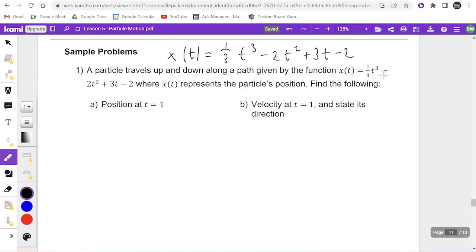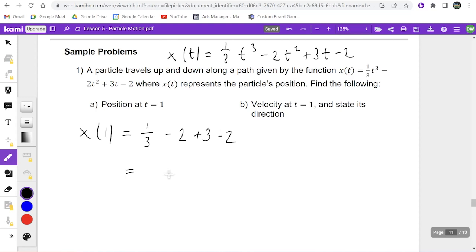We're going to first find the position at t equals 1. Remember, position is the original function. We are plugging in 1 for the original function. Wherever I see a t, I'm going to put a 1 there. So for instance, 1/3 times 1 cubed is still 1, so 1/3 times 1 is 1/3. Minus 2 times 1 squared, that's just minus 2. Plus 3 times 1, plus 3, and then minus 2.